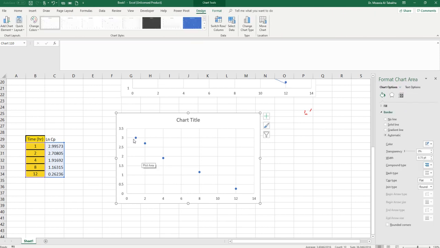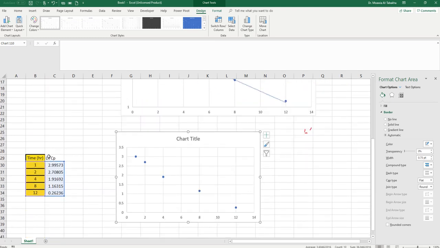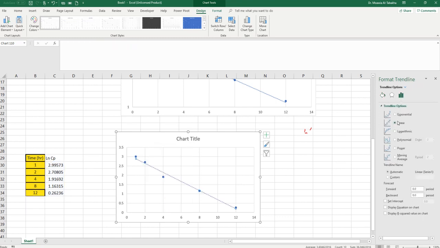Now remember that we will get a straight line. Why? Because now we have done the conversion. Instead of taking the concentration directly, we converted the concentration to linear concentration. So now I can add the trend line, and my trend line will be linear. Okay, and I can ask it to display the equation.